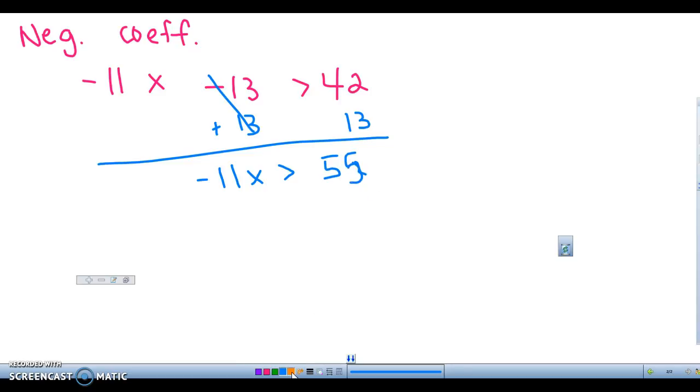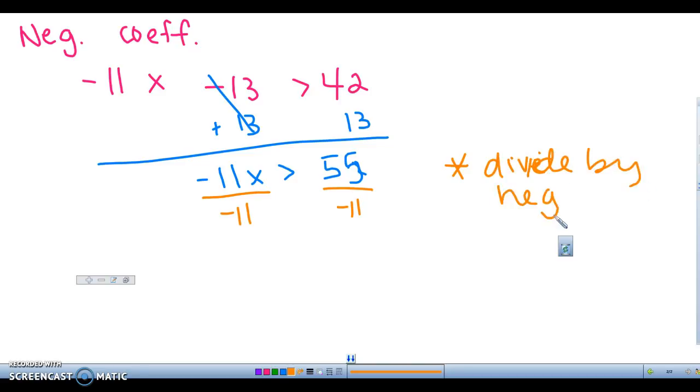Okay, then I need to divide both sides by negative 11. Now keep in mind, I am dividing by a negative. So what needs to happen with my sign? Good, I need to flip it. So I'll have x less than or equal to negative 5. And again, we write that in set builder notation: x such that x is less than or equal to negative 5.